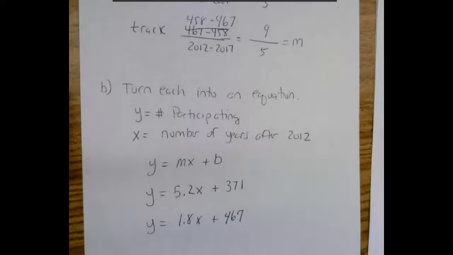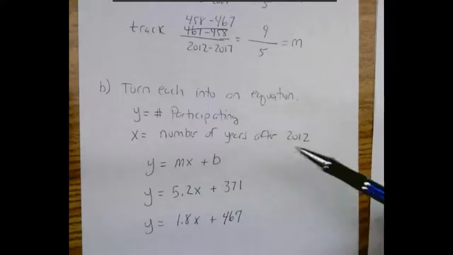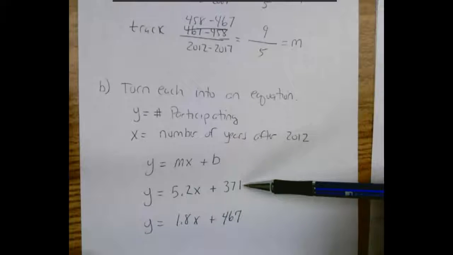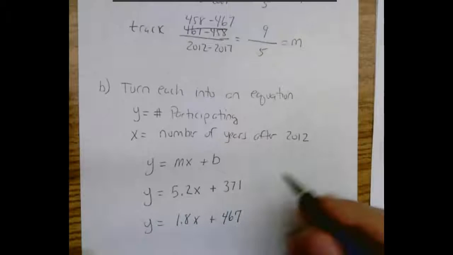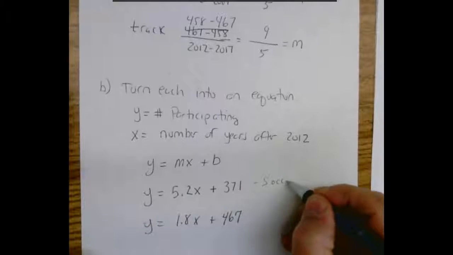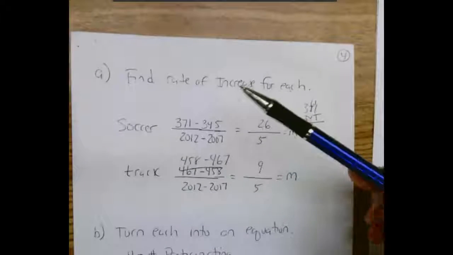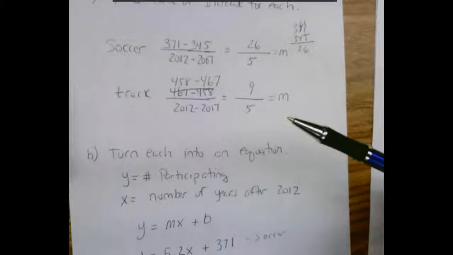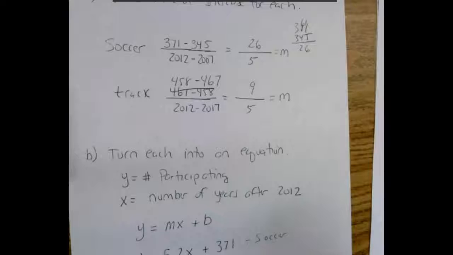So I got these written out. So we're using y equals mx plus b. B is your y-intercept. For our y-intercept, we're going to use the starting point for each sport. So this one is soccer. We end up with 371 here, okay? And then this one is going to be track and field.